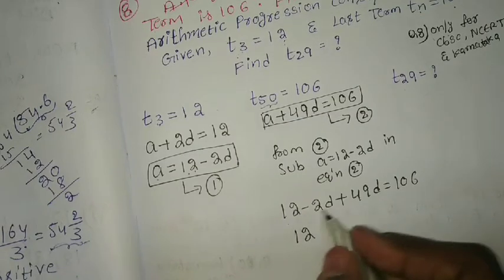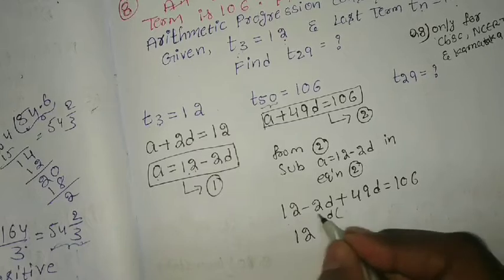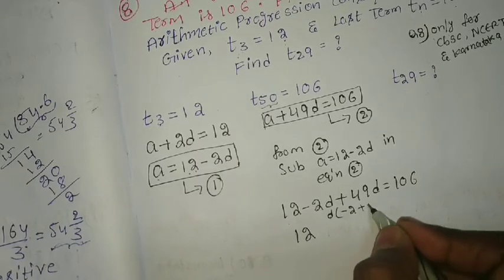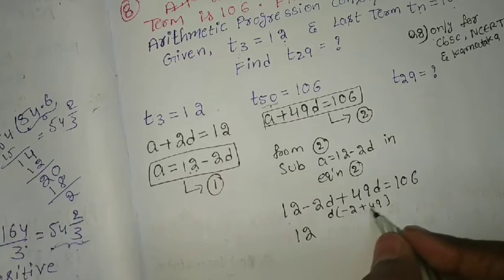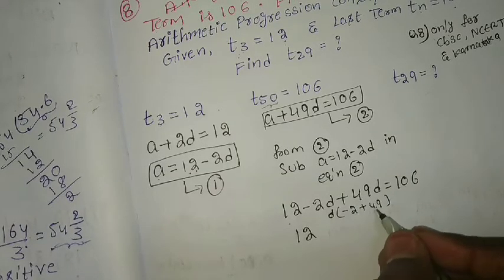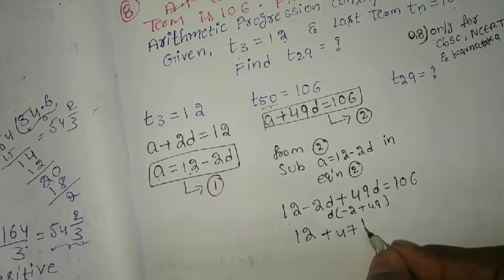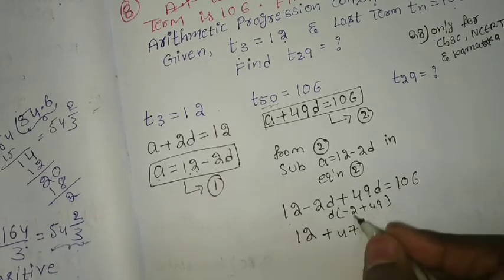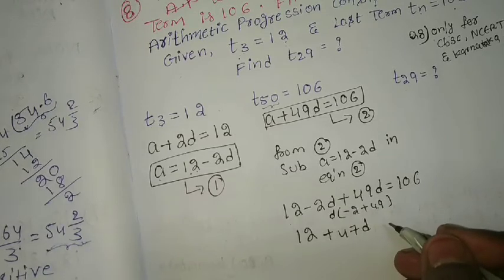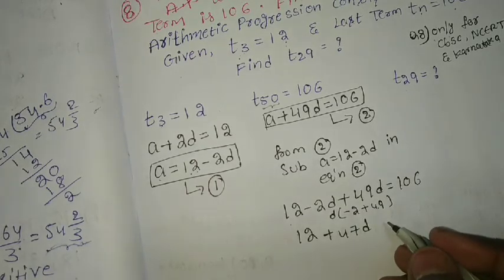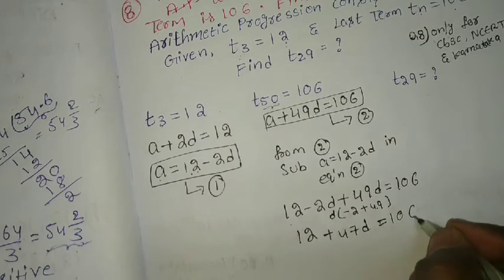What is our solution? If you don't know how to do it like this, just take d common here and we get minus 2 plus 49. What is minus 2 plus 49? Here 2 is smaller than this, so we absolutely can say plus 47d. If you don't know how to solve this, I already gave basic maths in the description box. Please check once. You can easily understand. If you know everything, no problem. Okay, 47d is equal to 106.